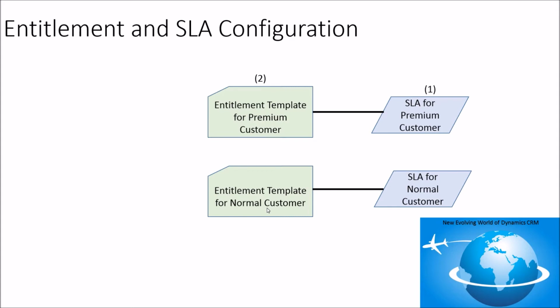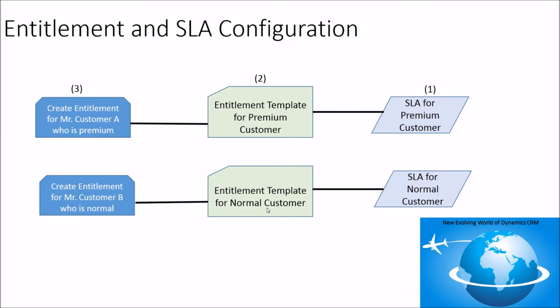Now all we need to do is assume that some customer A joins. If customer A joins and he's a premium customer for me, I'll simply create an entitlement for the customer using the premium entitlement template. And if customer B joins, who is a normal customer for me, then I will simply create an entitlement for this customer B using the normal entitlement template. So essentially in step 3, what we are doing is attaching these customers to their respective entitlements using something called entitlement.